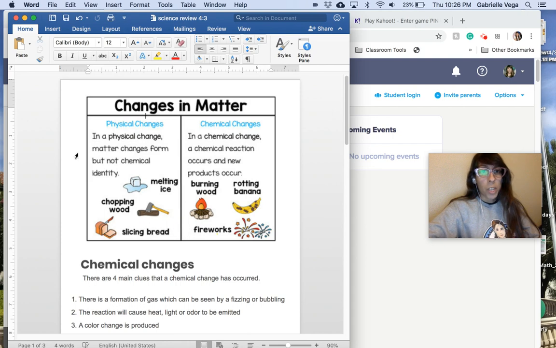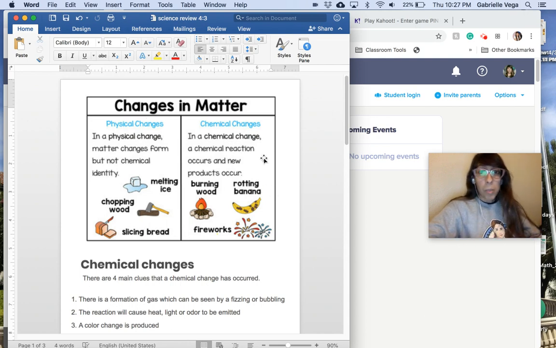In a physical change, matter changes form but not chemical identity. So again, we talked about how when we're melting ice or chopping wood or slicing bread, we are changing the way that a material looks, but that material or substance is still the same thing. Melted ice, even though it changes its form into a liquid, when we refreeze that water, it's still going to be ice. And even though the bread and the wood look different than how they started, those two separate pieces now are still a piece of bread and still a piece of wood.